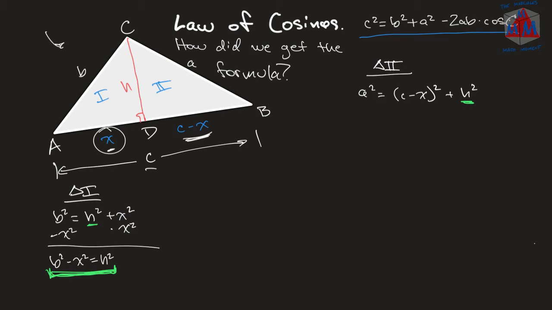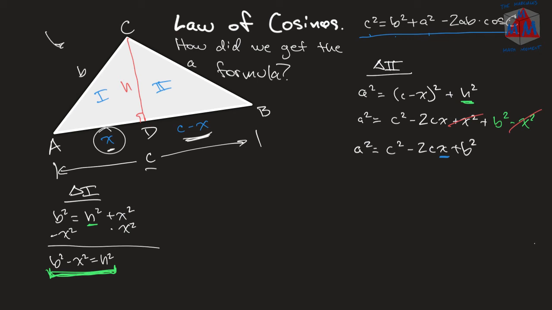So I'm going to rewrite the Pythagorean theorem formula for triangle number 2 as a squared equals c squared minus 2 times c times x plus x squared. Now I'm going to add h squared, but I'm going to substitute b squared minus x squared. And you'll see right away that I have a plus x squared and a minus x squared. Those go away. So now I have a squared equals c squared minus 2 times cx plus b squared. Now this is just how the parts of these triangles are related to one another, okay? Now I have this variable here, x, and I want my final formula to be in terms of just a's, b's, and c's, okay?